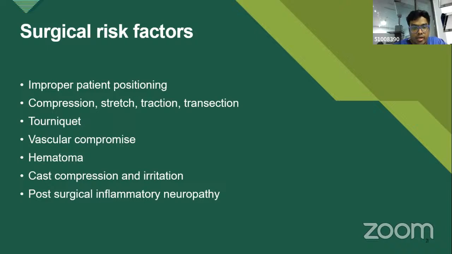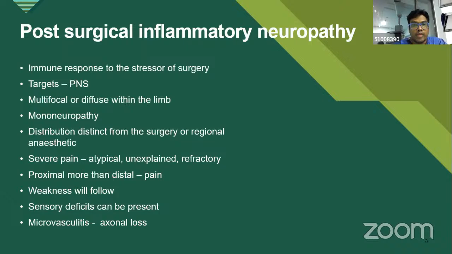It's not the cause for it, but post-surgical inflammatory neuropathy would be the cause, which we have to know as a differential diagnosis in patients coming with nerve injury, sensory neural deficits, paresthesia or pain. So it's an immune response to the stressor of surgery which affects the PNS. It can be multifocal or diffuse within the limb. It could be one nerve involvement as well.